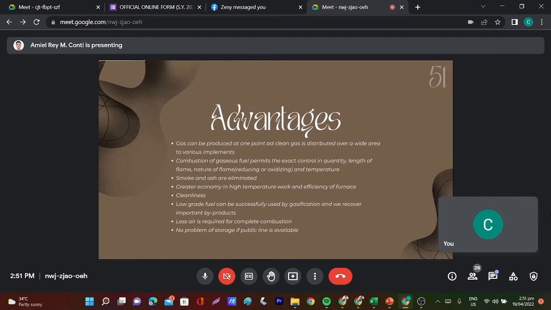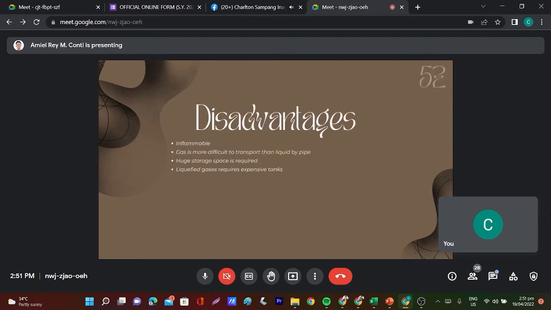Then next is yung smoke and ash ay eliminated since unlike solid fuels, wala siyang solid na body na binoburn. Then next is yung greater economy in high temperature work and efficiency ng furnace. So para hindi na pahabain, next naman is yung disadvantages.